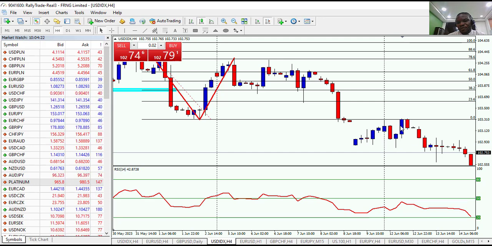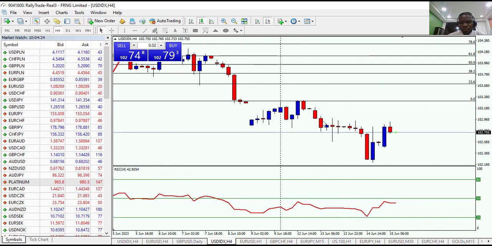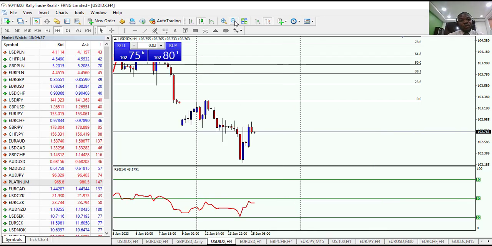So it came up again and filled up that value. Then from there, it went down again. So by and large, we can say as a trader, it's always good for you to have a categorical statement on what is happening in the market. So we can say Euro USD on the H4 time frame is going down.